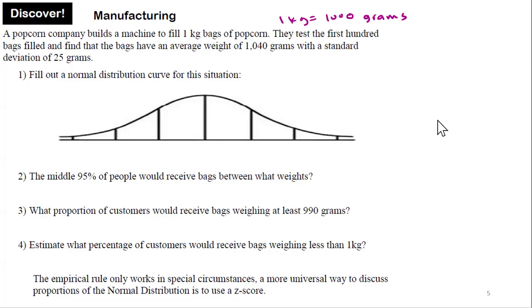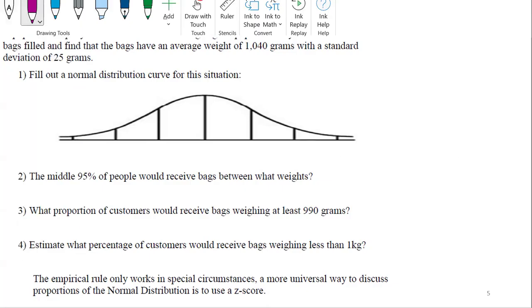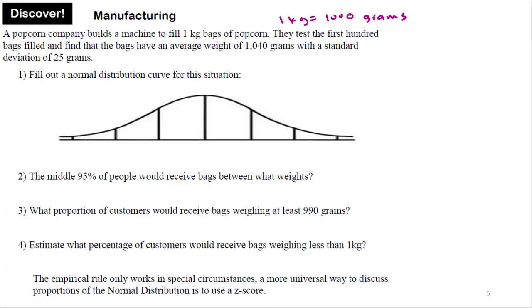Here, our next slide says a popcorn company builds a machine filled with 1 kilogram bags of popcorn. They test the first 100 bags filled and find that the bags have an average weight of 1,040 grams with a standard deviation of 25 grams. Fill out the normal distribution curve for this situation. Pause here.